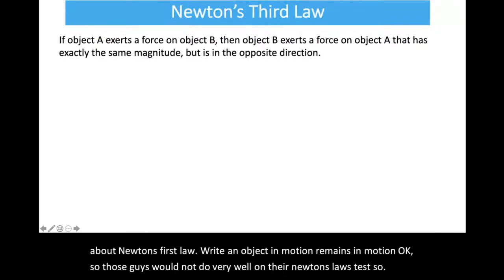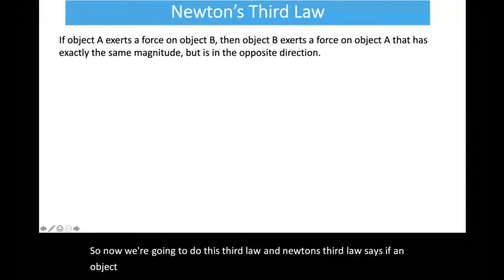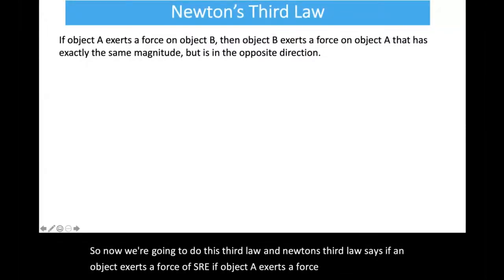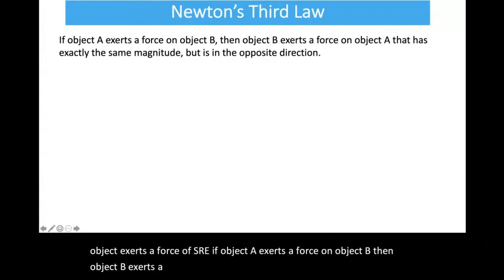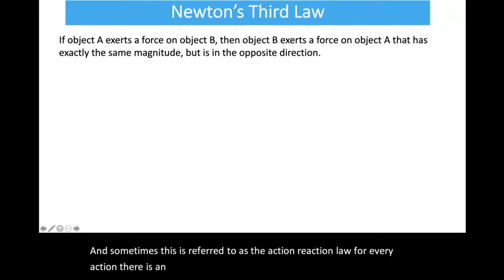So now we're going to do Newton's third law. And Newton's third law says, if object A exerts a force on object B, then object B exerts a force on object A that has exactly the same magnitude, but is in the opposite direction. And sometimes this is referred to as the action-reaction law. For every action, there is an equal and opposite reaction.